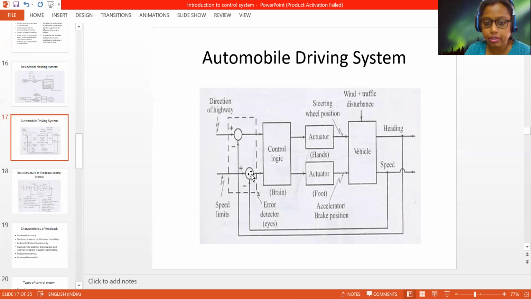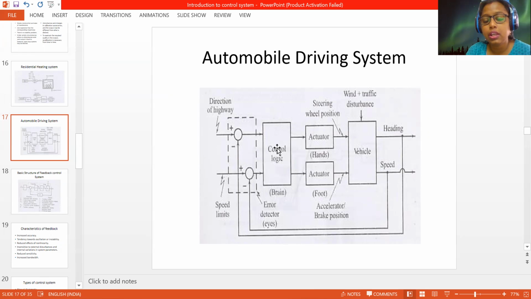These are given as input to the input side, from the set point values that we have. For the direction, we have the particular path of the road, and the speed limits on the road will serve as the input. All these things are generally detected by the detector, the eyes. The eyes will compare, act as a comparator, and give the error signal to the control logic that is built in the brain.